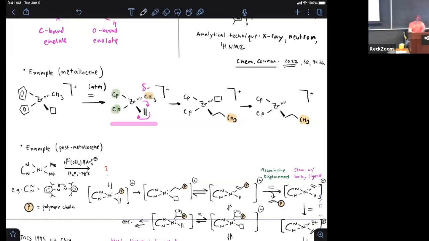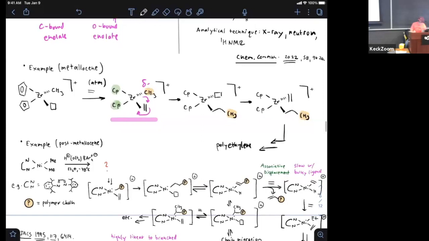Rinse, wash, and repeat. Coordinate another molecule of ethylene. Ad infinitum, or not actually infinitum. And the product of this will be what? Polyethylene. And this is, in fact, how much of the world's polyethylene is still made, but particularly pre-1990s, essentially all of the world's polyethylene was made by this process, or a heterogeneous variant of this process. Does anyone know the name of this process?